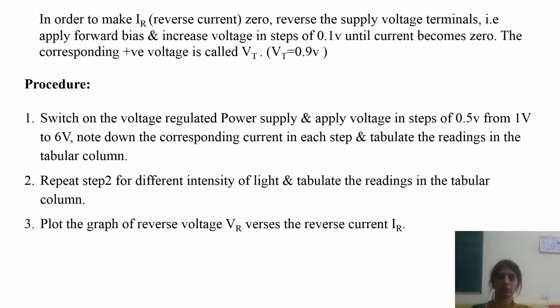Let us see how to record the IV characteristic. In order to make the reverse current zero, reverse the supply voltage terminal, that is, apply forward bias and increase the voltage in steps of 0.1 until the current becomes 0. The corresponding positive voltage is called VT, and it's given here. We have performed this and written the VT value. It is 0.9 volt for our setup. Apart from this, we have to note down the IV characteristic using the procedure below, which you can see in the video.